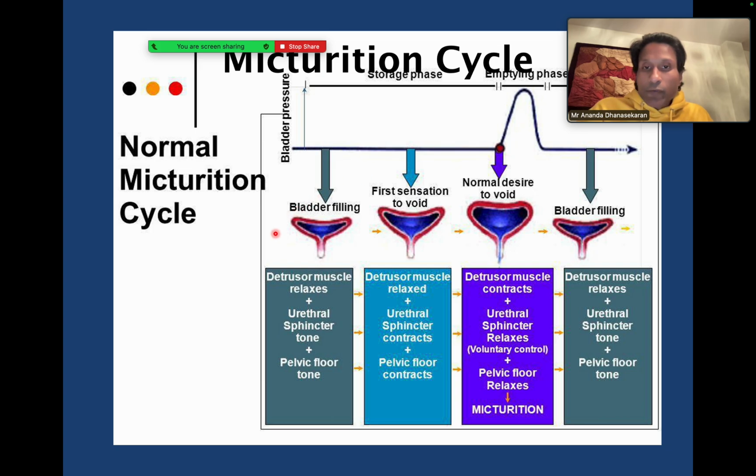Okay. So if you see the normal resting bladder phase, detrusor muscle relaxes, sphincter tone is high and it is closing the bladder, and pelvic floor tone is high and normal. Patient is comfortable. When patient gets the first sensation to pass urine, you will get a kind of detrusor muscle getting relaxed, urethral sphincter contracts, and the pelvic floor also contracts.